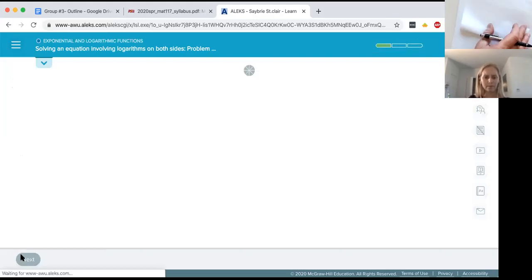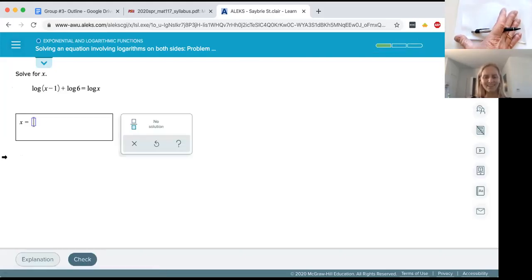But we're getting it. We're almost there. All right. Okay. So this one's going to be log of x minus 1, times 6, equals log x. So that gives me 6x minus 6 equals x.